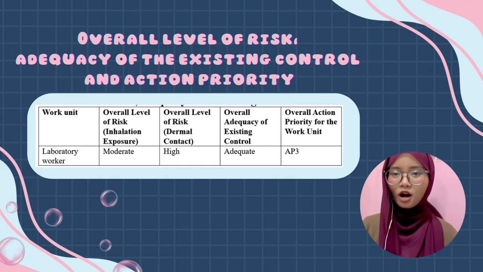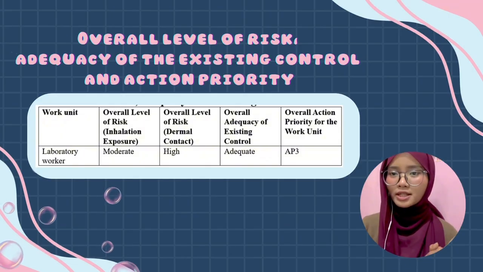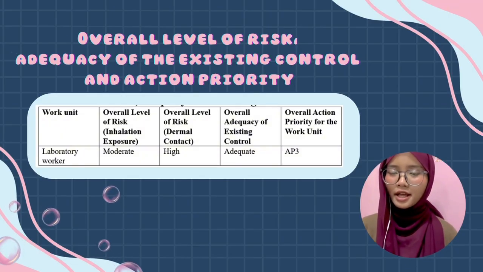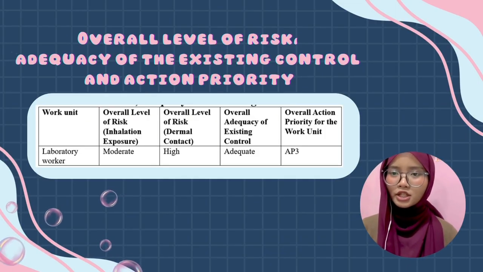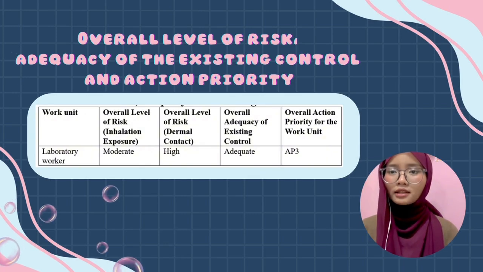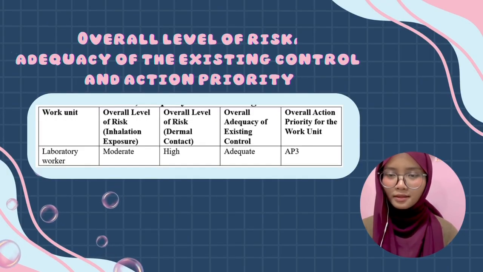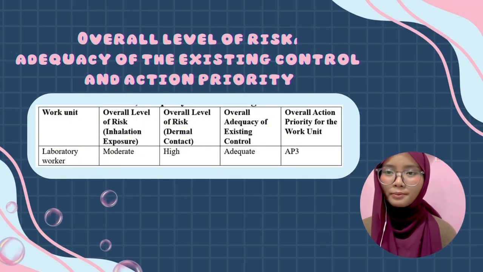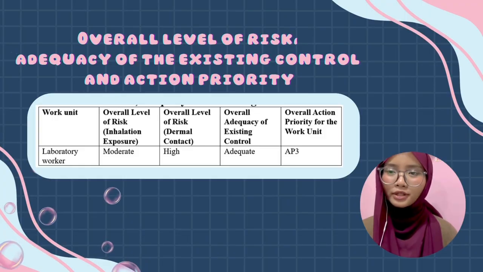Now, let's look at the overall risk profile and control adequacy for the laboratory worker work unit. First, the overall level of risk for inhalation exposure is rated as moderate. However, the risk for dermal contact is rated as high, which demands careful attention to personal protective equipment and handling procedures. Regarding the overall adequacy of existing control, our assessment confirms that current measures are adequate to manage this risk. Consequently, the overall action priority for this entire work unit is formally concluded as Action Priority 3.